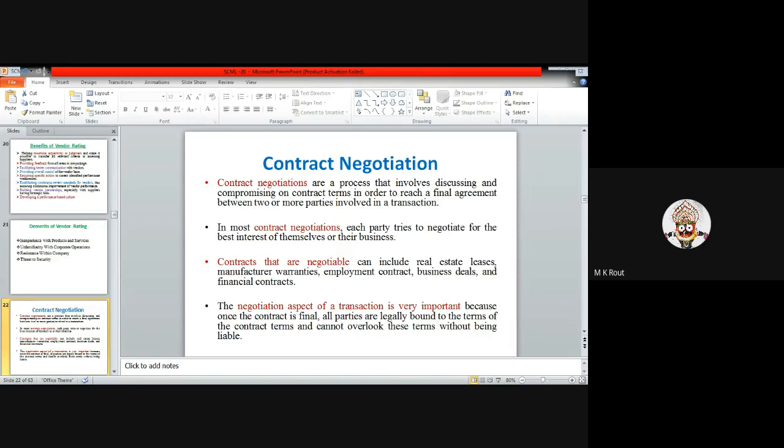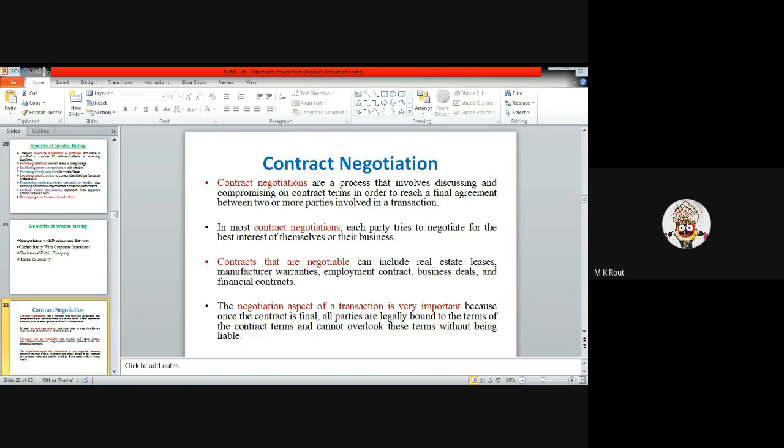Yes, exactly. In the definition, contract negotiation is the process that involves discussing and compromising on contract terms in order to reach the final agreement between two or more parties involved in a transaction. So there should be a transaction, even service transactions. In most cases, they will agree or compromise in a final agreement.